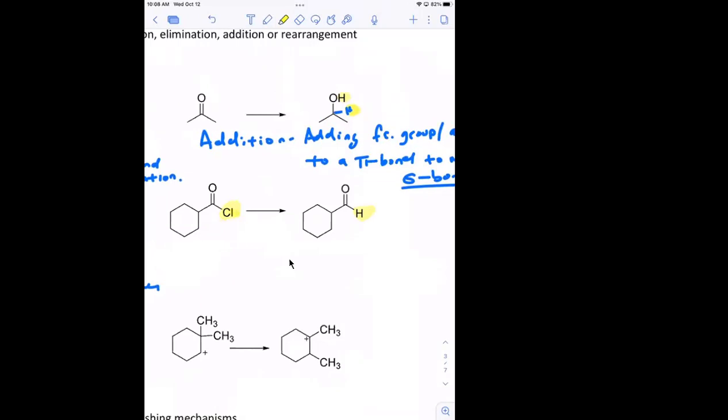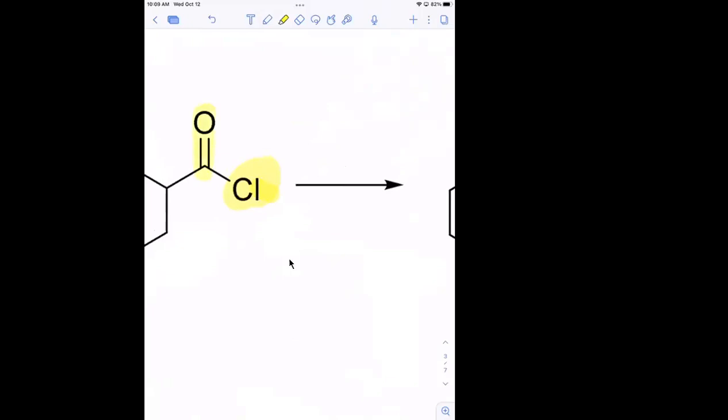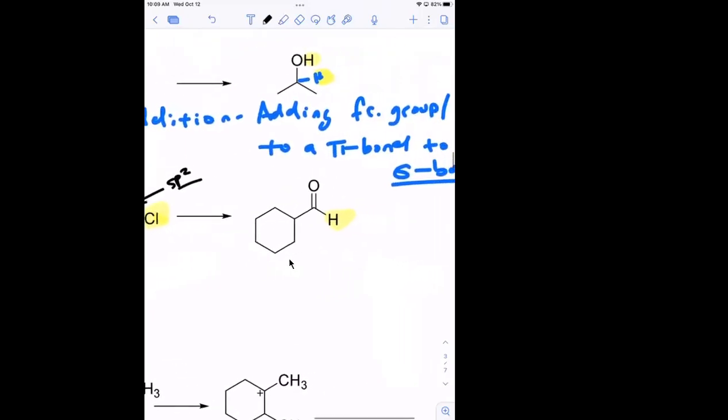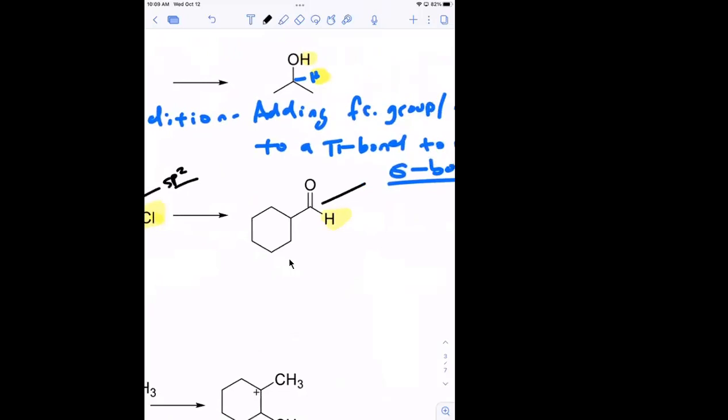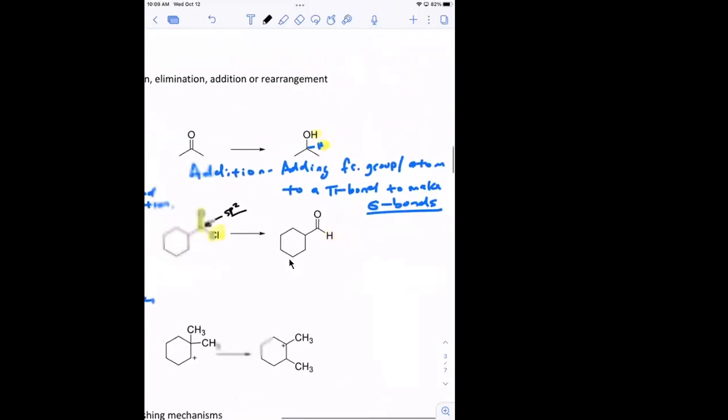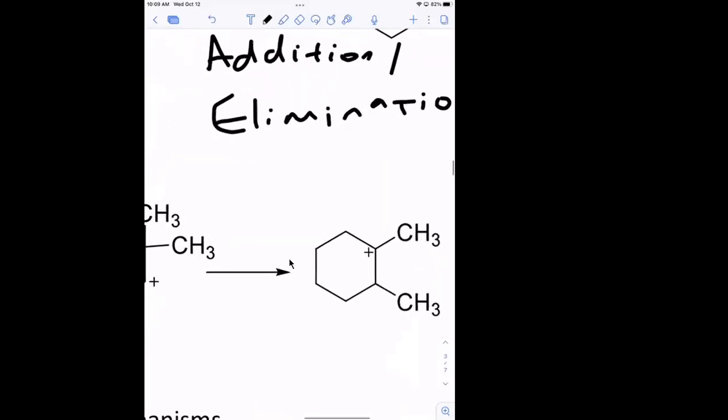So it looks like a substitution, but anytime you have an sp2 carbon, which is right here, that carbon in that double bond is sp2. You can't substitute on an sp2 carbon. So this is an addition followed by elimination. I'm going to write that down.